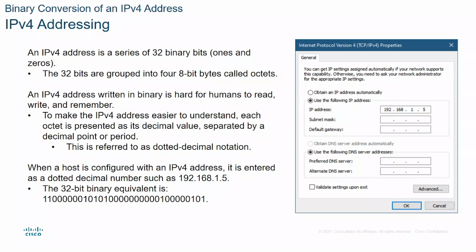Let's look at the binary conversion of an IPv4 address. IPv4 addresses are a 32-bit binary number, so 32 bits of zeros and ones. Right here, let me use the marker. We have 32 bits, so we have 8 bits here, 8 bits here, 8 bits here, 8 bits here. So this 5 that you're seeing here is 8 bits.